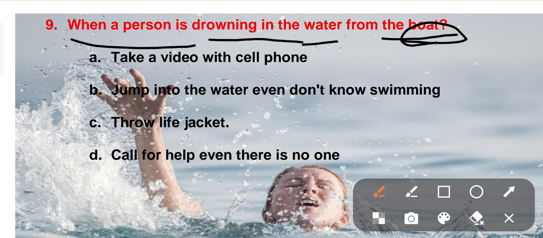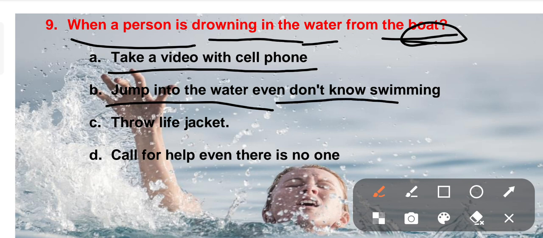The options are: take a selfie video with a cell phone, or jump into the water even if you don't know swimming. So you don't know swimming, even though you want to save the person who is in the drowning position. So what will you do?